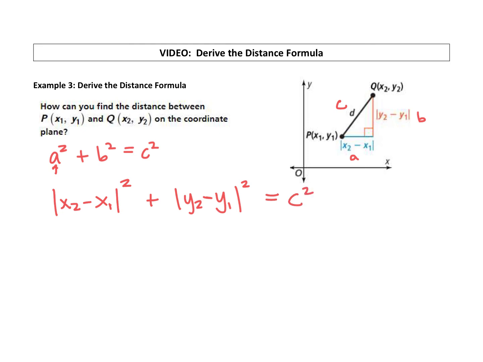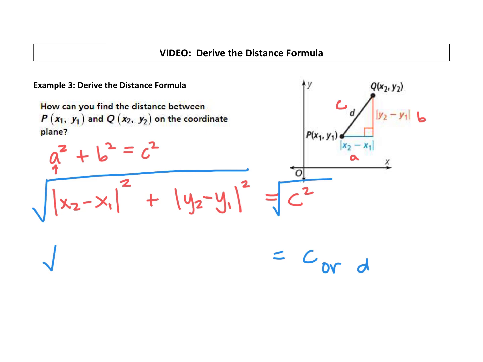Okay, so to get our side C, which is our distance, right now we have a c squared. All we have to do is square root both sides. So we're going to square root the right side. That leaves us with side C, or our distance, because they also labeled it with a D. And then we're going to square root this side. And you can kind of see how this is looking like our distance formula.